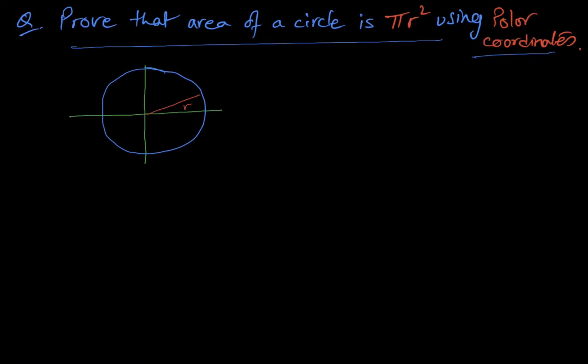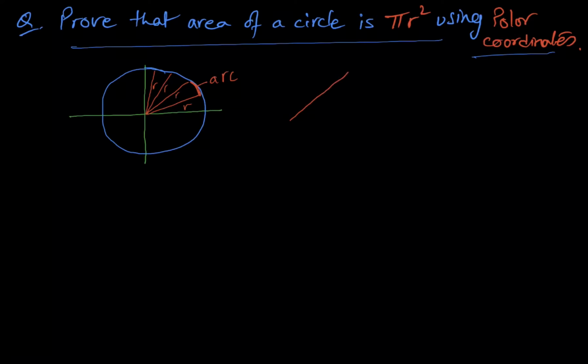and what I'm going to do now is cut this circle into small sectors with all these radii r. These sectors are so small that this arc length here, this arc, is almost a straight line. Let me enlarge this shape.